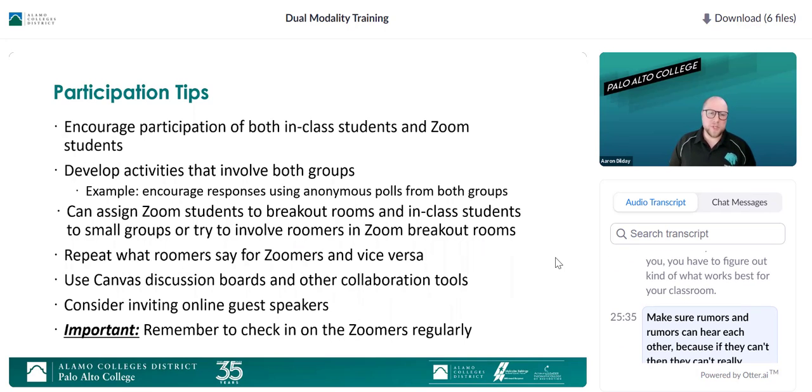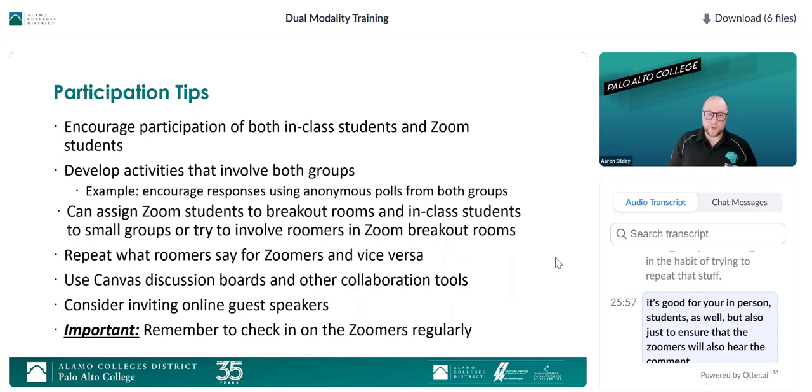Make sure Roomers and Zoomers can hear each other, because if they can't, then they can't really communicate. And so one method is to always repeat what's being said for the Roomers and for the Zoomers. So if someone in the back of the class raises their hand and has a comment, the microphones in Brazos 200 are great, don't get me wrong, but you should get in the habit of trying to repeat that.